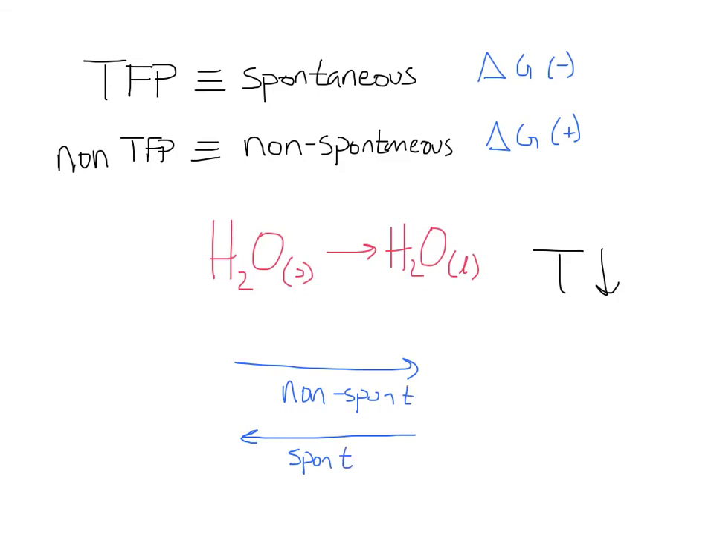And this is always true. Any reaction that is non-spontaneous in the forward direction would be spontaneous in the backwards direction. So even though solid H2O would not turn into a liquid at low temperatures, liquid H2O would turn into solid H2O at low temperatures. So any reaction that we write as non-spontaneous can be flipped and made spontaneous, and vice versa. If we have a spontaneous reaction and we flip it, it becomes a non-spontaneous reaction.